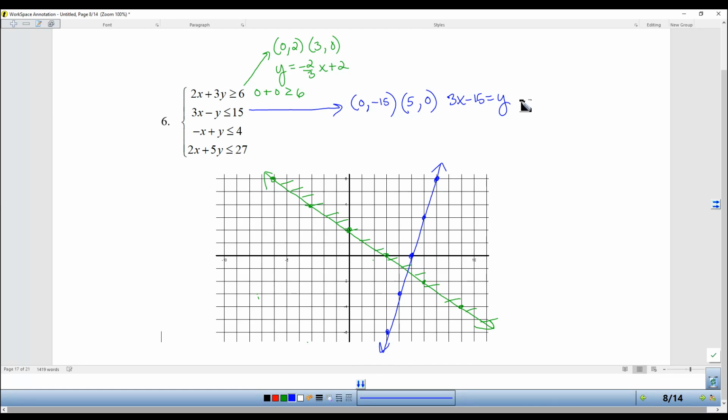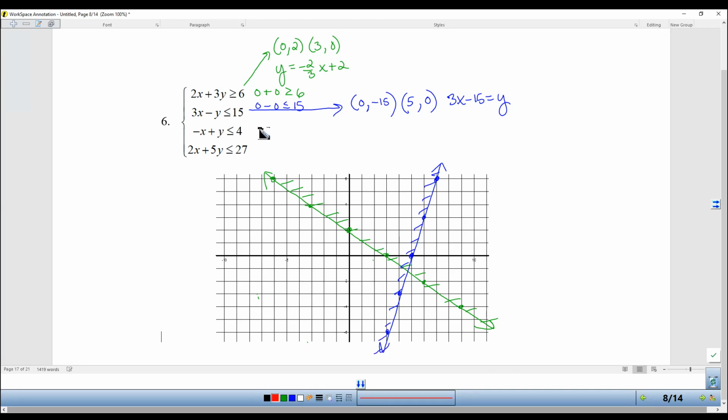I check my 0, 0. 0, 3 times 0, minus 0 is less than 15. So I'm going to want to shade on this side of this line because I want to make sure 0, 0 gets shaded.